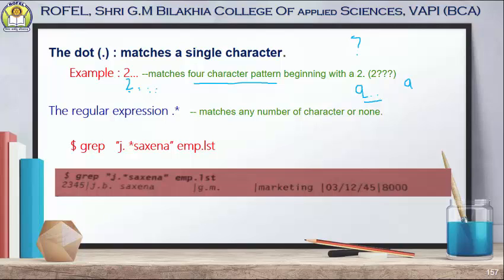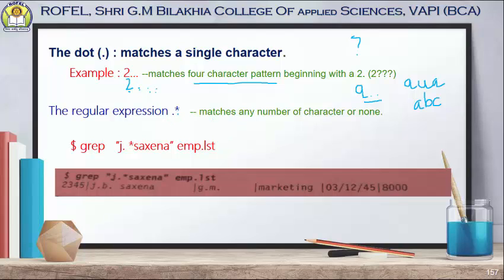So it will match A, triple time लिखा होगा वो भी match करेगा, A, B, C लिखा होगा वो भी match करेगा, but exactly it will match a three character pattern beginning with the A. Okay? So it is the use of the dot.